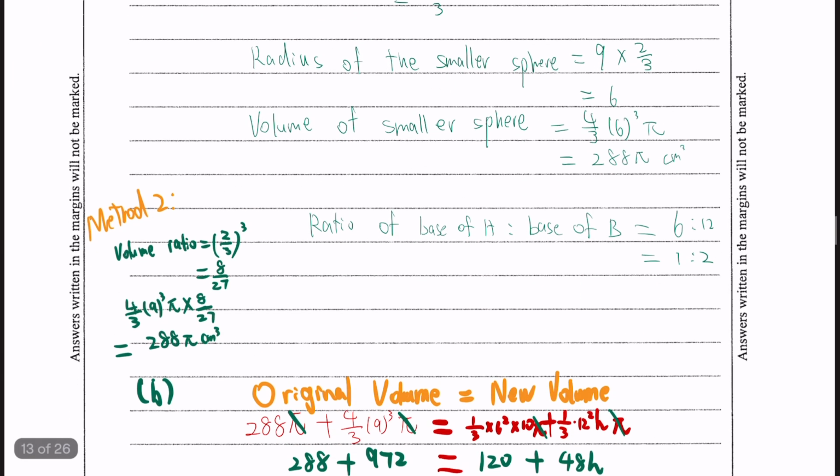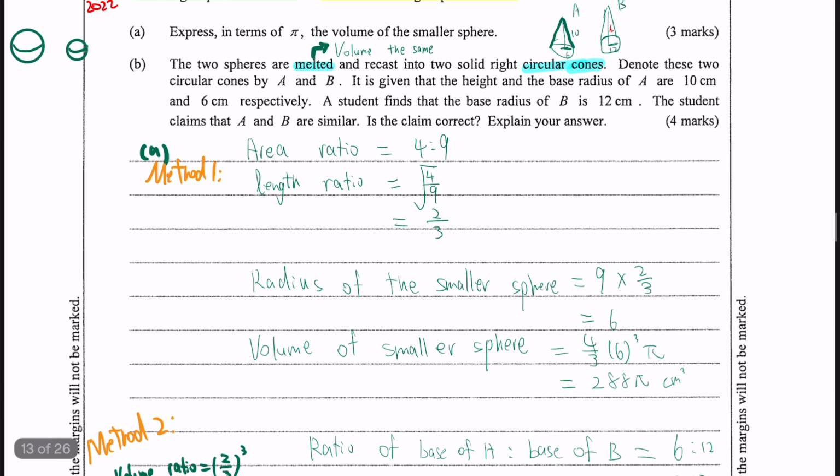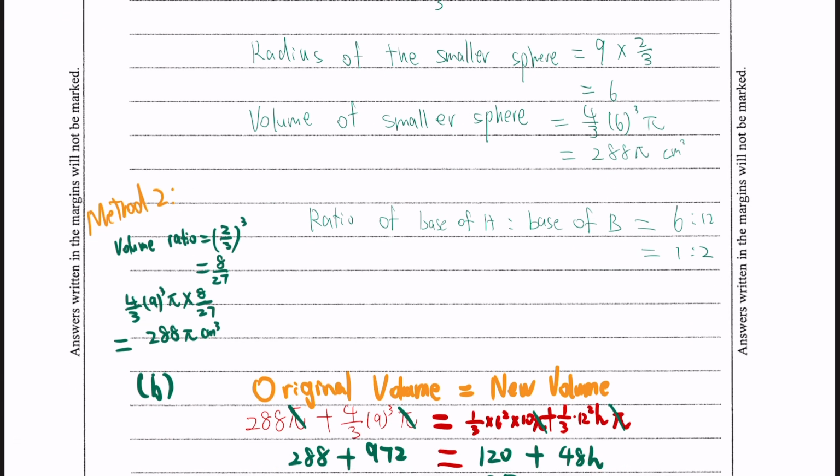So for the original volume, we have the two spheres. We only have the smaller one, we need to add the larger one. The smaller one is 288π, we already calculated. And for the larger one, as the radius is 9, we put it into the sphere volume formula, which equals the new volume. The new volume is 2 cones, so 1/3 times the radius squared times the height.